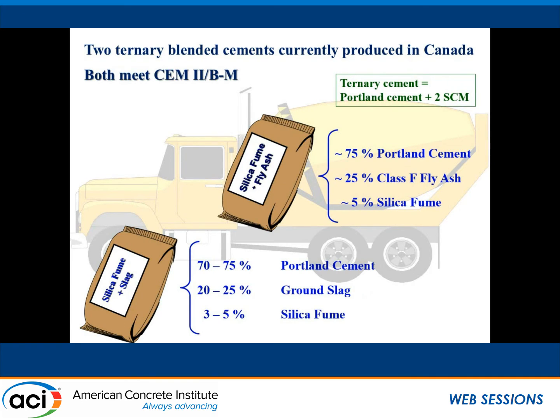In Canada 10 years ago, there were two ternary cements being produced at the time, one with fly ash and one with slag, and both with silica fume. Again, taking advantage of the silica fume, giving you early age performance, with slag and the fly ash filling in later on and giving you later age performance.